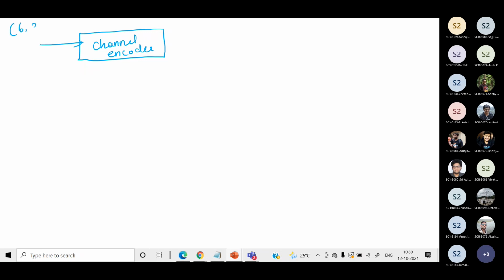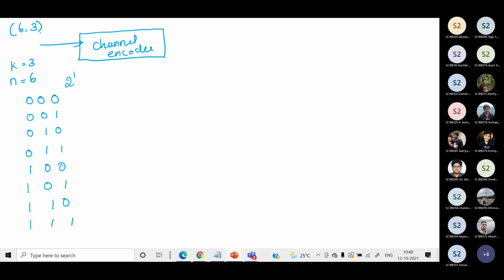I'm taking (6,3). That is, K is 3-bit length, N is 6-bit length. K, the 3-bit length, is the input message word. What are the different possible message words we can have? The message word can be 000, 001, 010, 011, 100, 101, 110, 111. Right?